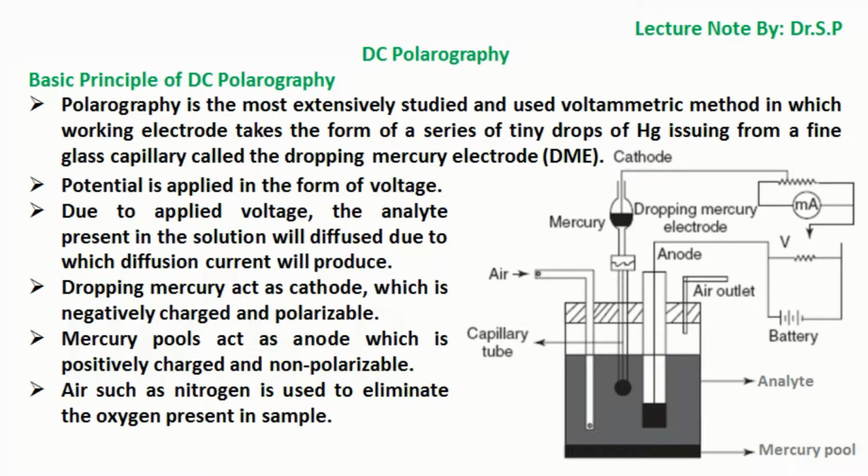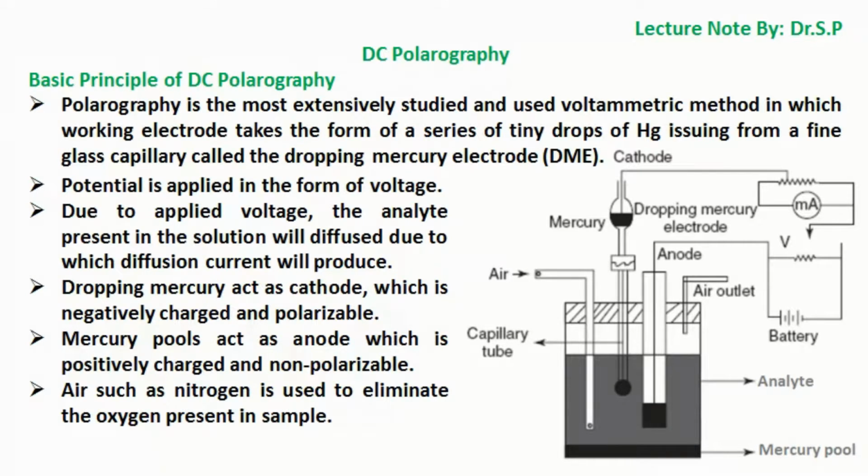In this tutorial we will discuss DC polarography. Let's start with the basic principle of DC polarography. Polarography is the most extensively studied and used voltammetric method in which the working electrode takes the form of a series of tiny drops of mercury issuing from a fine glass capillary, called the dropping mercury electrode, DME.